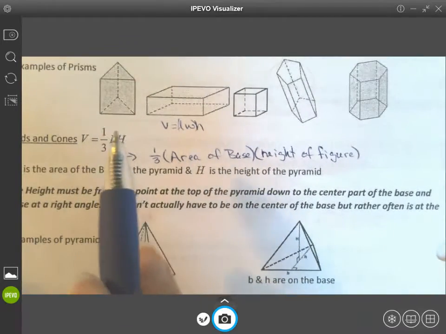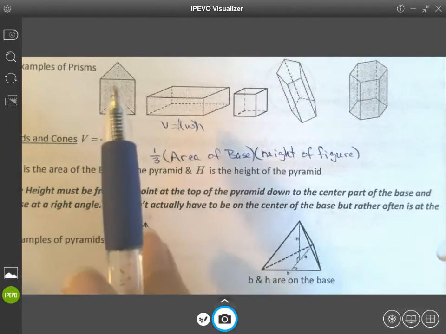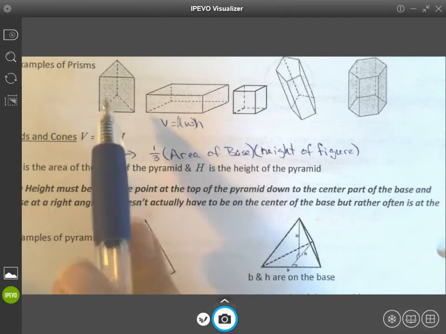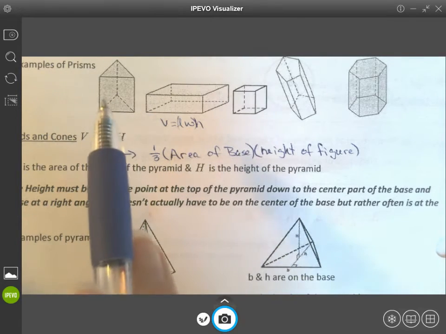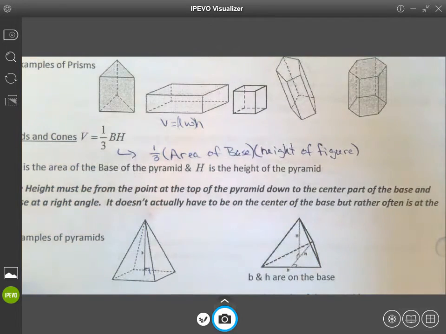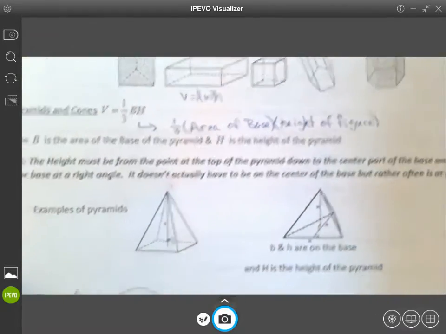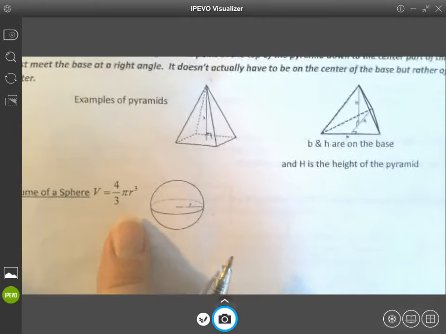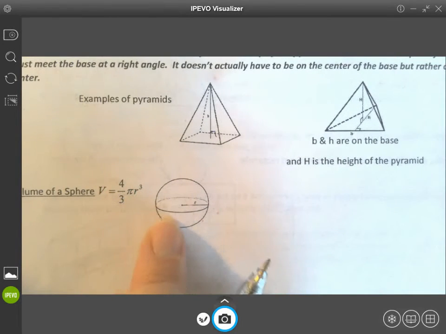So if you have a pyramid versus a prism, they have the same bottom, but here's a prism. And then you have a pyramid that's the same, but we turn it into a pyramid. The pyramid is going to be a third of the prism. So I don't need you to memorize these formulas, but you do need to be able to put them together. Now, a sphere does have its own formula, and it's 4/3 pi r to the third.